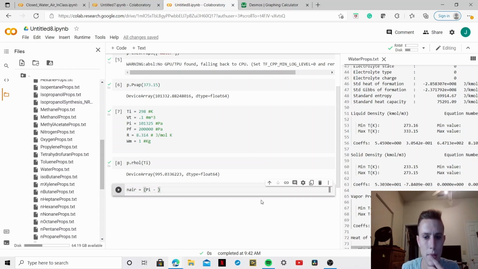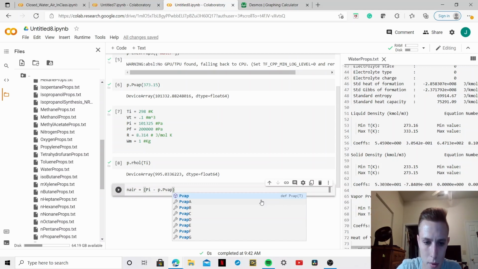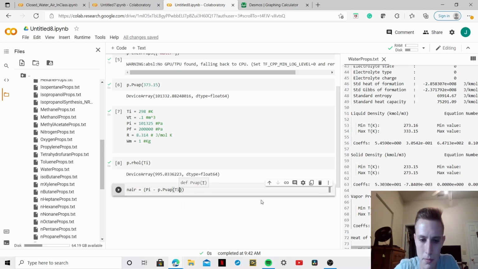The pressure of the water in this case, would it be? No. Yes, it would be pressure of the water. We can find that by doing P dot P VAP at our initial temperature. Okay. And we multiply that by the, now we're going to try to solve for the pressure of the air. So we need to manipulate the equation for PV equals nRT. So we need to bring that in.